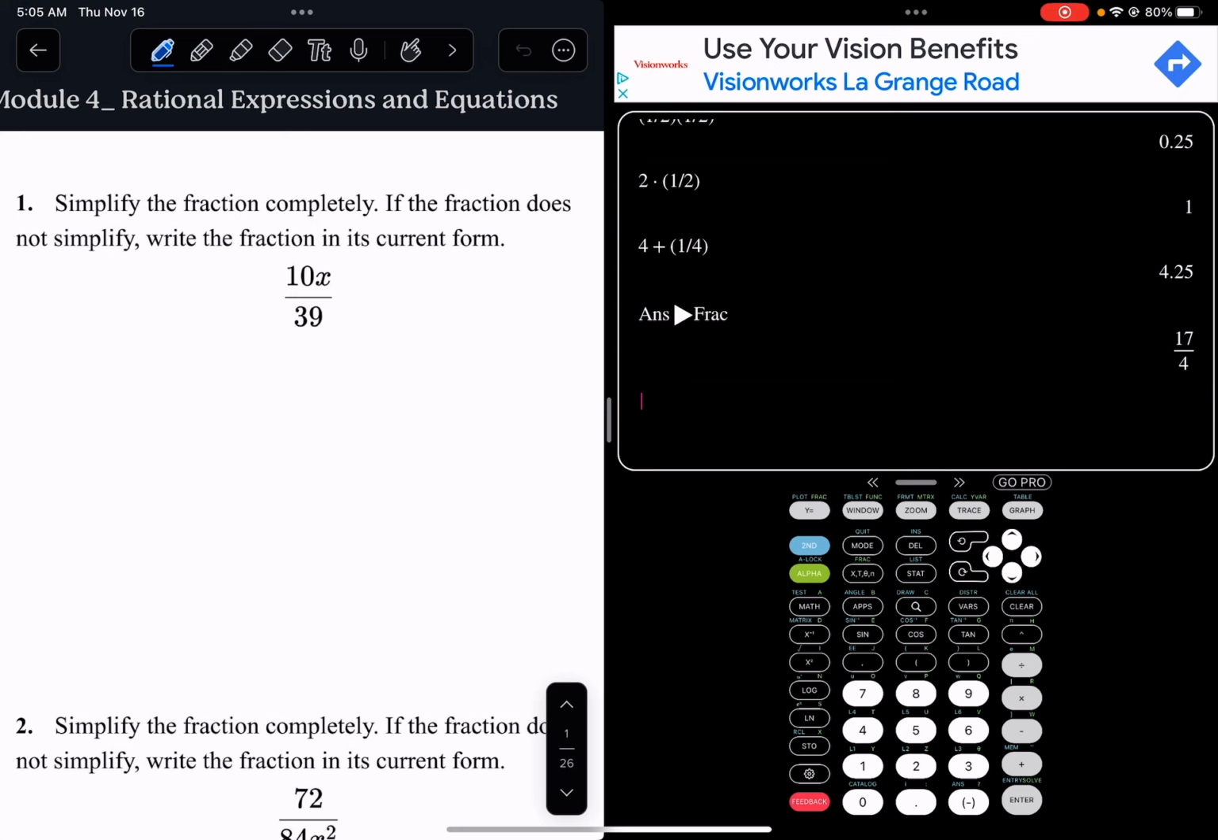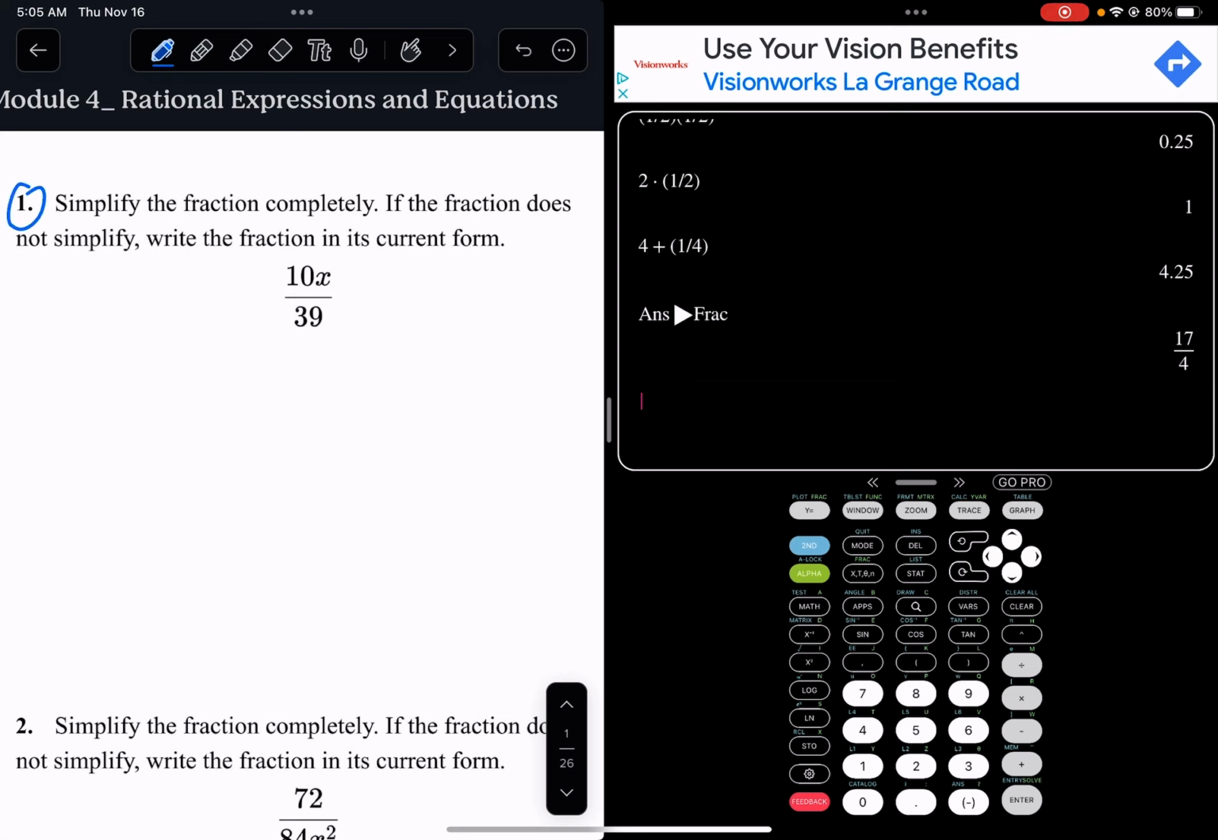Math 3 students. Today we're going to be going over how to simplify basic rational expressions. And it's mainly going to be just like simplifying a fraction with some x's thrown in. So if we go ahead and look at number 1, this is a fun one to start with.